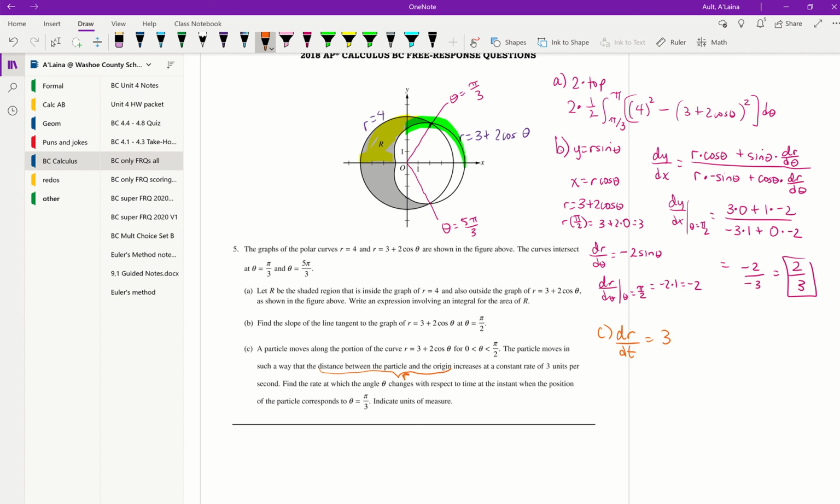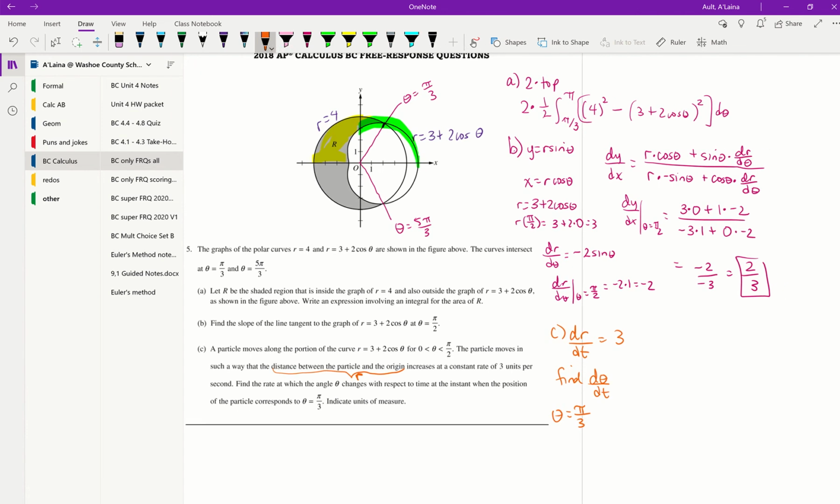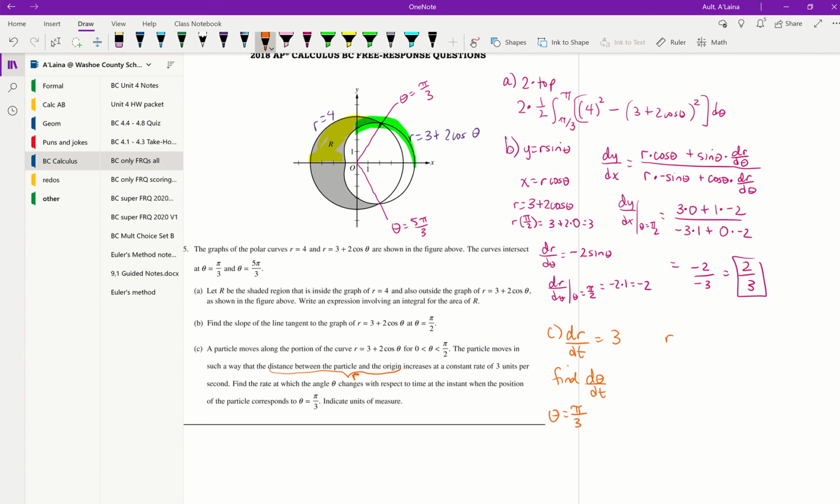This is going to be a related rates problem. Find the rate at which the angle theta changes with respect to time at the instant when the position of the particle corresponds to theta is pi over 3, and indicate units of measure. Well, we are talking about how r is changing, so we should start with the equation for r.